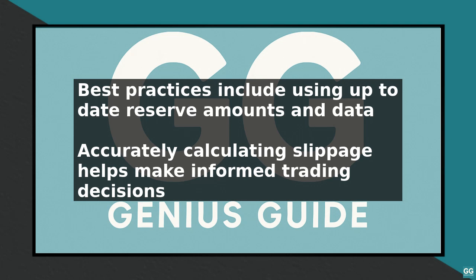In conclusion, calculating slippage on Uniswap SDK is a straightforward process that involves comparing the expected price of a trade with the actual price at which the trade is executed. By following the steps outlined in this guide, you can accurately calculate slippage and make more informed trading decisions.